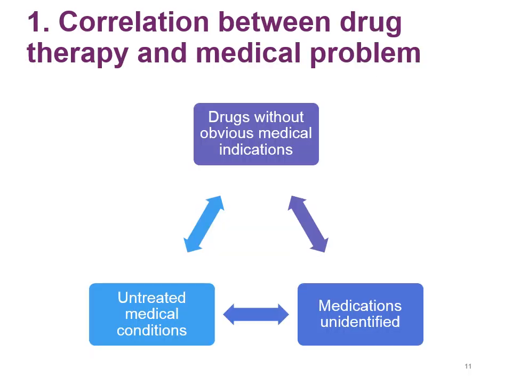So number one, correlation between drug therapy and a medical problem. So we need to look at some of the drugs that have been prescribed without obvious medical indications. There are also sometimes medications that are unidentified, so we don't know what those medications are. And also untreated medical conditions. So for example, the patient might have high blood pressure, but they're not on any blood pressure medications.